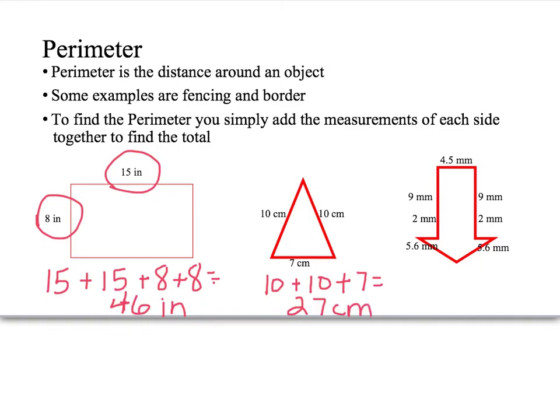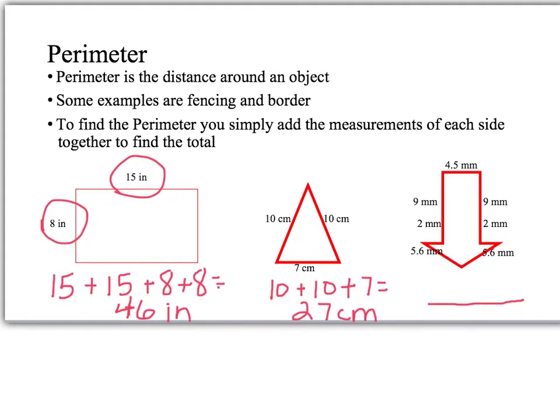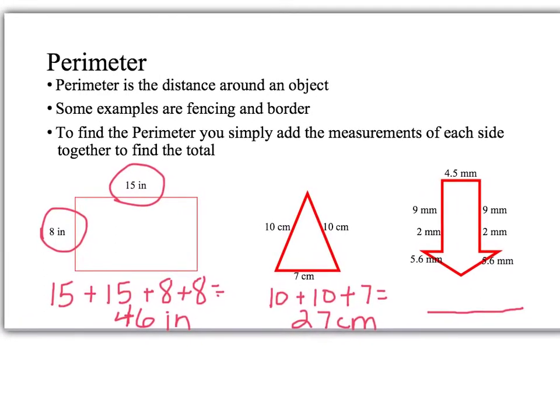I want you to find the perimeter of the arrow, and I would like for you to write that measurement in. Please feel free to pause the video to give you time to do this. Once you're done, you should have gotten a measurement of 37 7/10 millimeters.